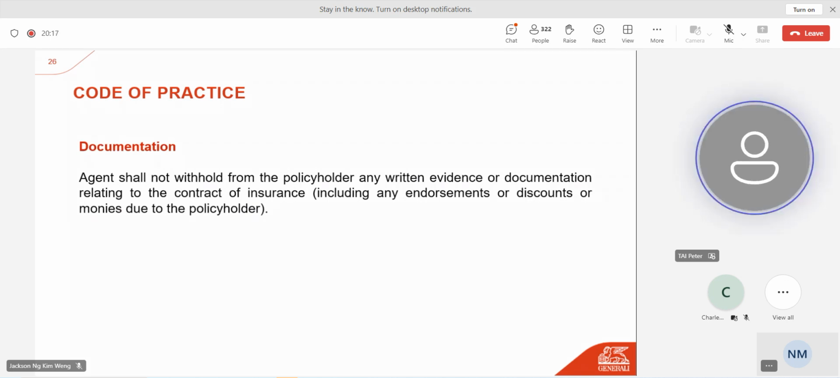Documentation. Yesterday, somebody asked me what if they keep the documentation in their handphone. Actually, it's wrong. You should not. Never keep your client information or documentation in your handphone. You can keep the soft copy in your laptop, but it is better that you keep the hard copy in a lockable file or cabinet.